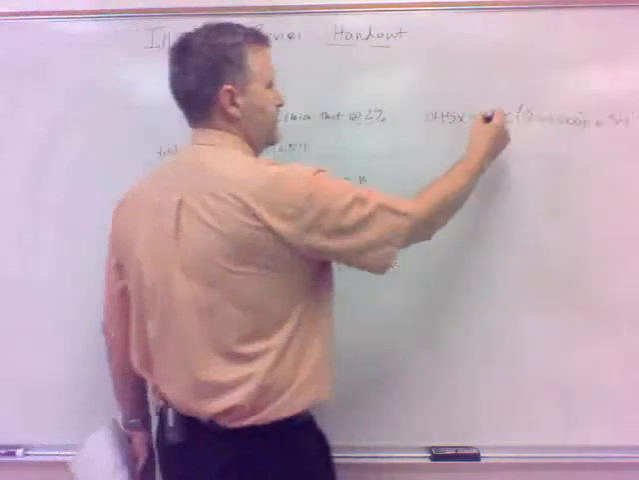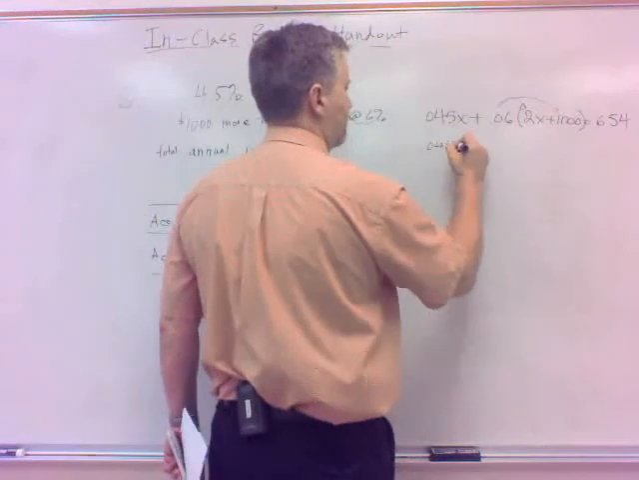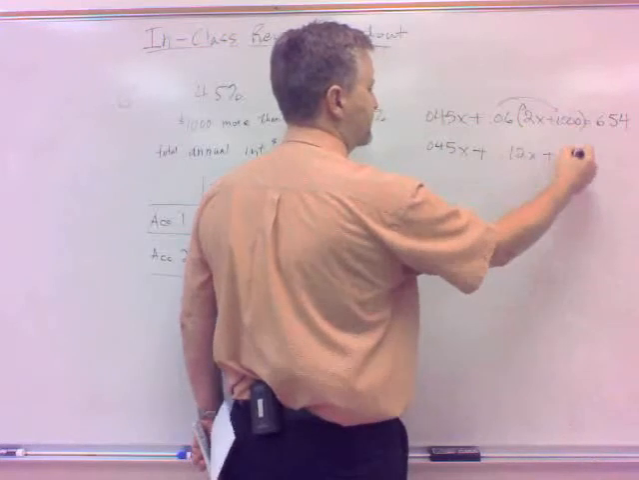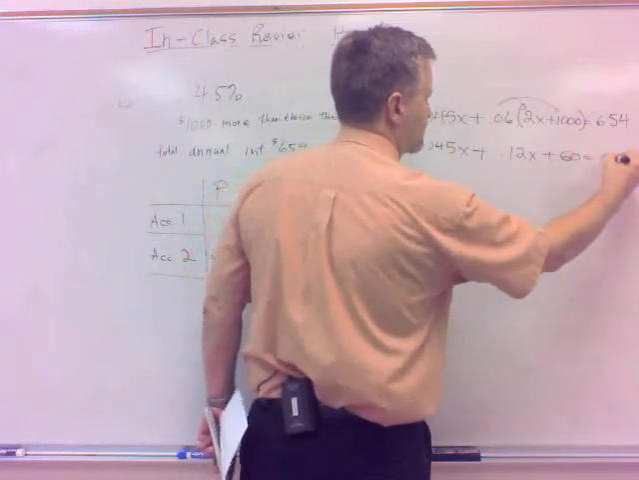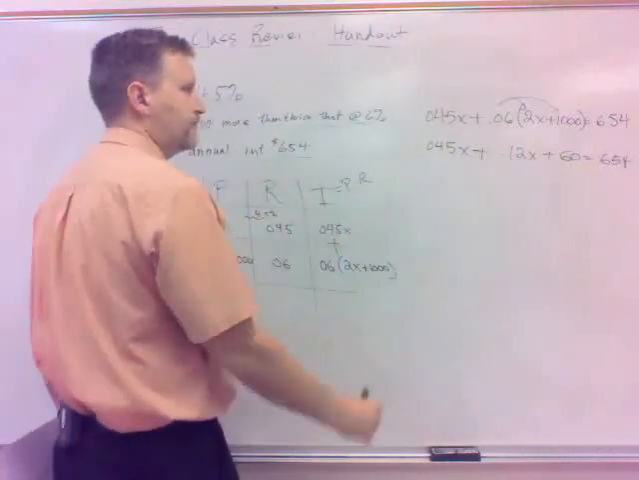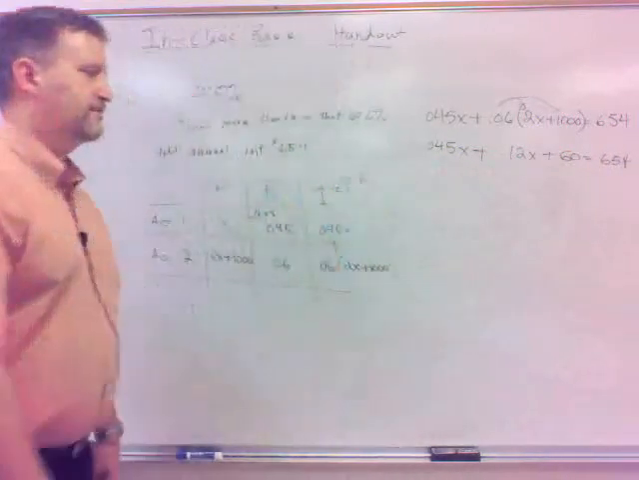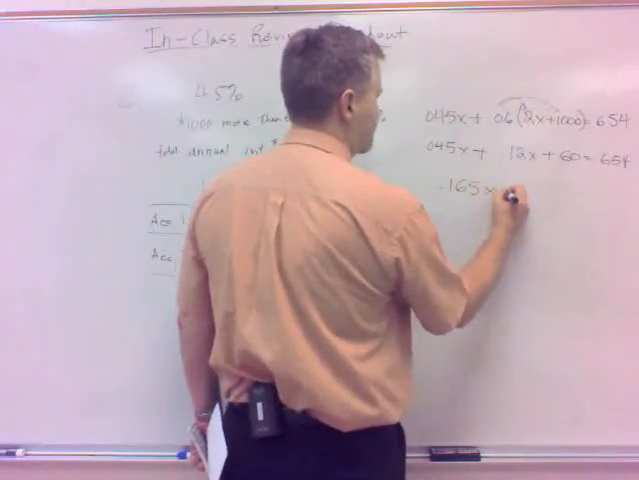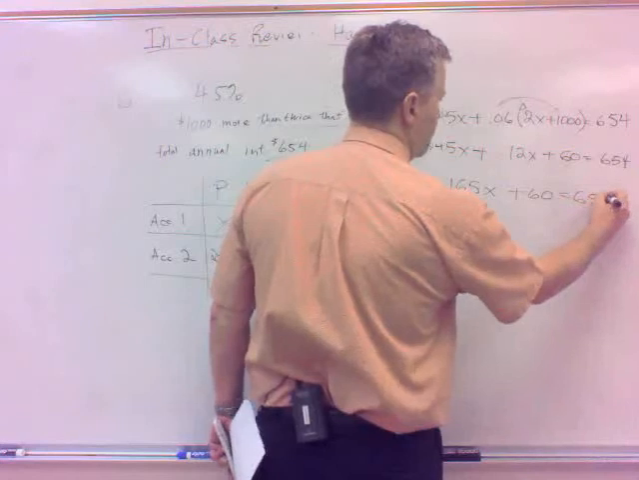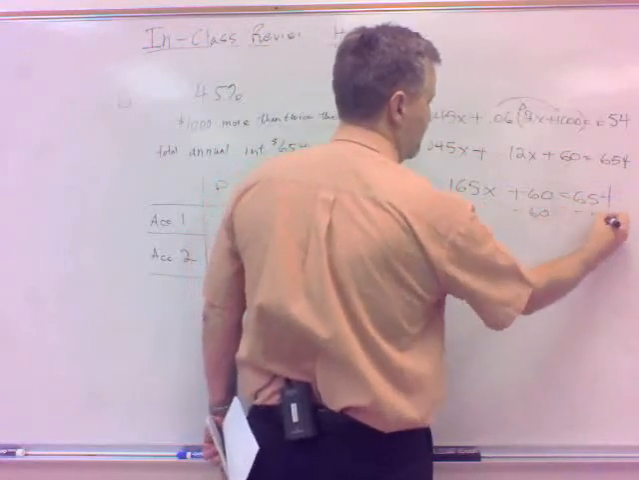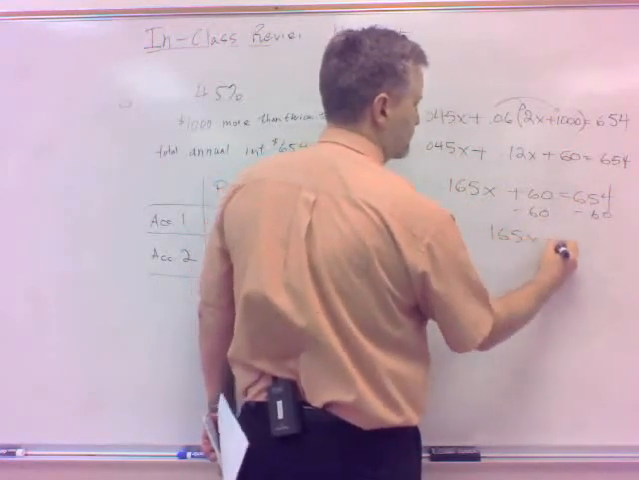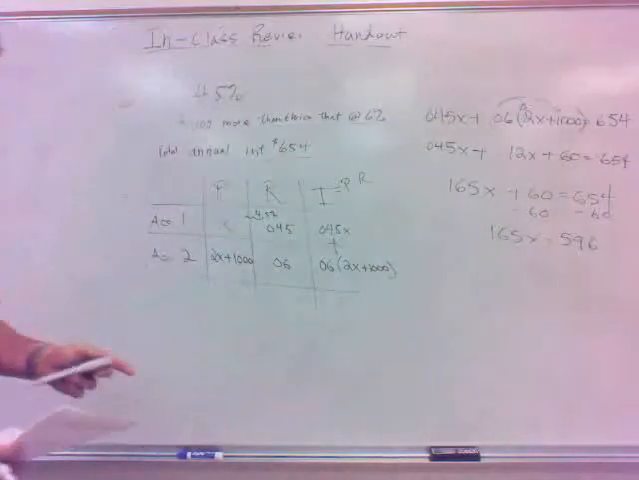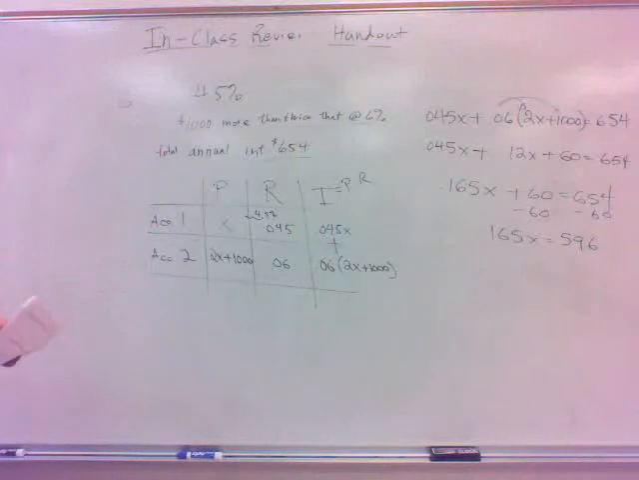All right, so a little distributing. So it'd be 0.045x plus 0.12x plus 0.06 times 1,000. That's 60, isn't it? Equals 654. These two add, 0.045x plus 0.12x is 0.165x plus 60 equals 654. Subtract off the 60. 0.165x equals, it would be 594. And then we're going to divide by 0.165.